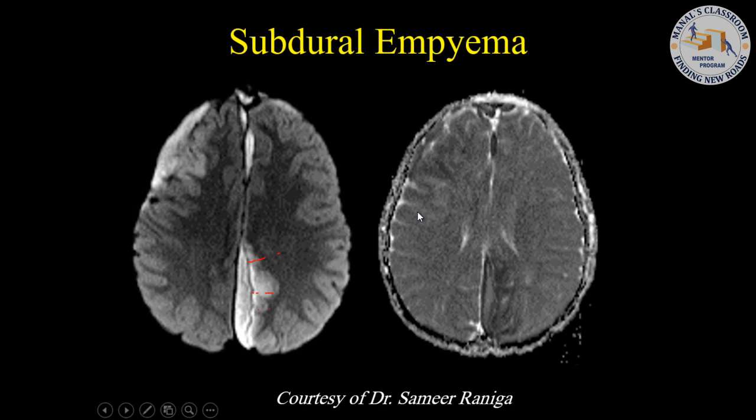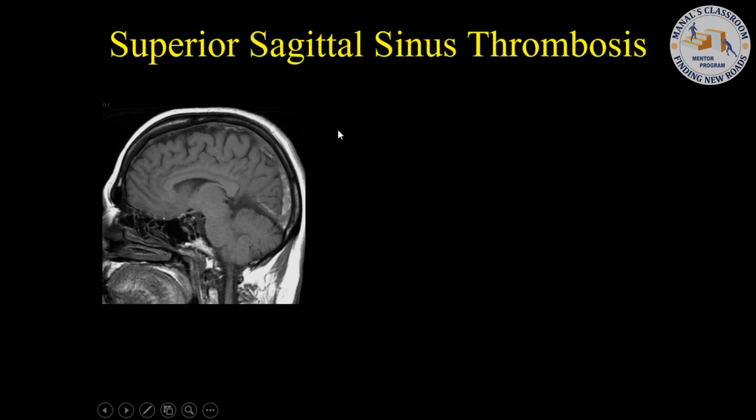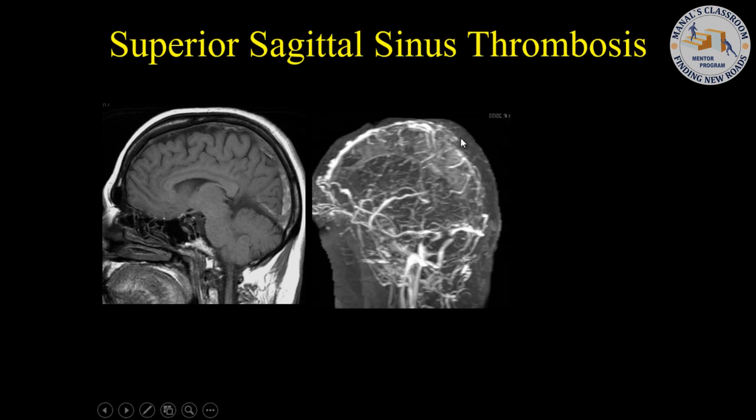So the point that I wanted to make here is, where is the abnormality? Is it anterior or is it more posterior? So what we see here on this non-contrast sagittal T1 weighted image is that we see increased signal involving the posterior aspect of the superior sagittal sinus, and this is a case of superior sagittal sinus thrombosis.